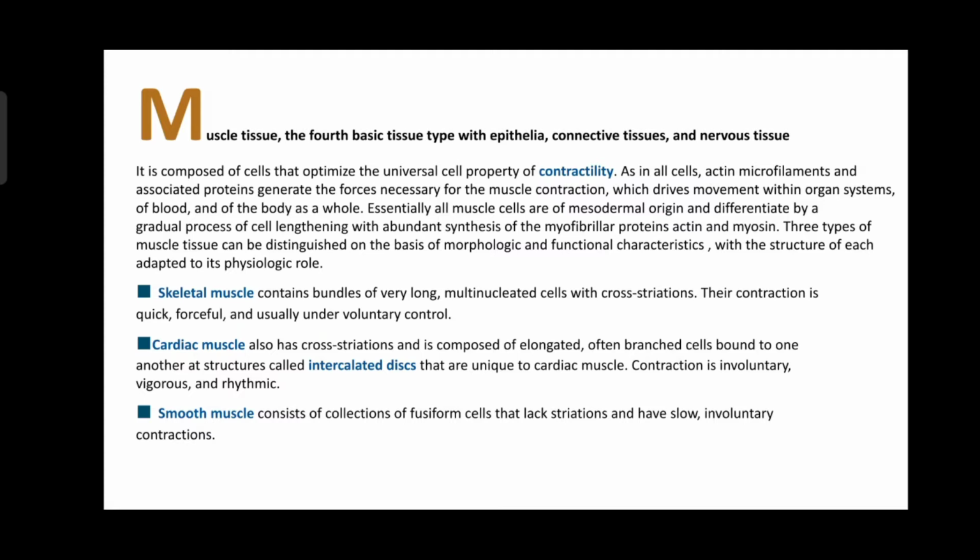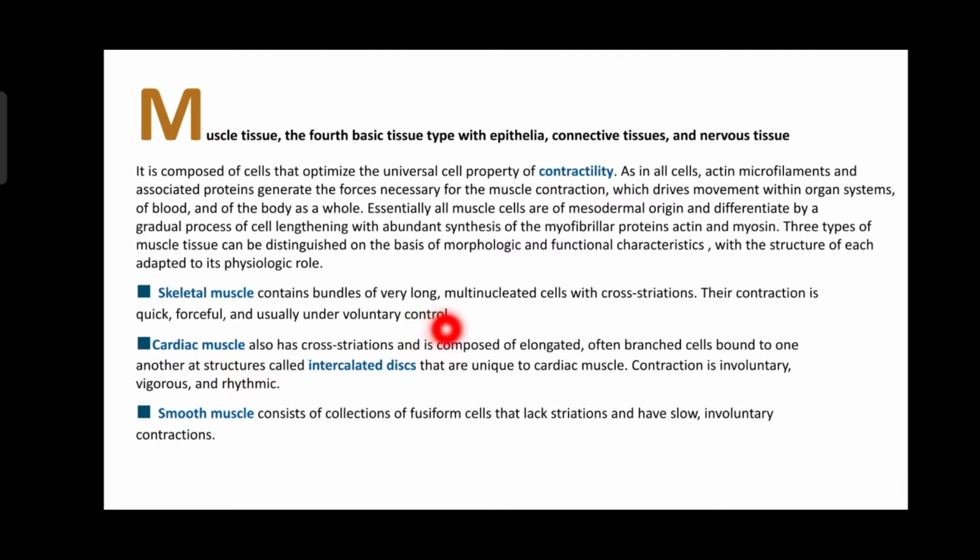Skeletal muscle is composed of very long multinucleated cells with cross striation. This is important, as cross striation is important. Their contraction is quick, forceful and usually under voluntary control. Voluntary control is important, as the examiner might ask whether skeletal muscle is under voluntary or involuntary control, and if you say involuntary control then you are going to fail.